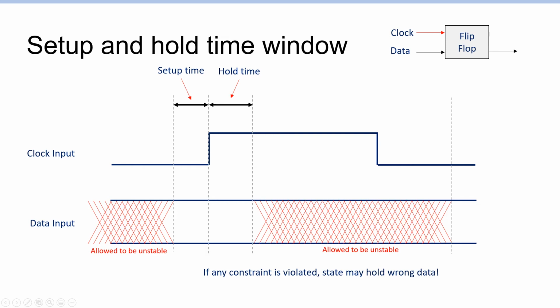This is the setup time constraint. And the input data to the second state should not change for a certain time after the next clock cycle begins. This is the hold time constraint. If either of these constraints are not met, the second state element may behave in an unpredictable way.